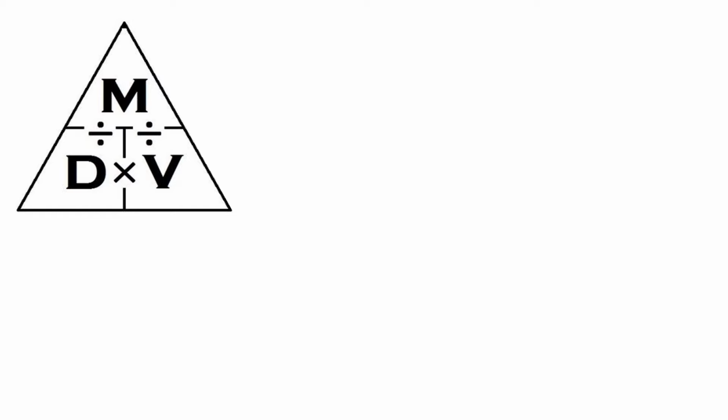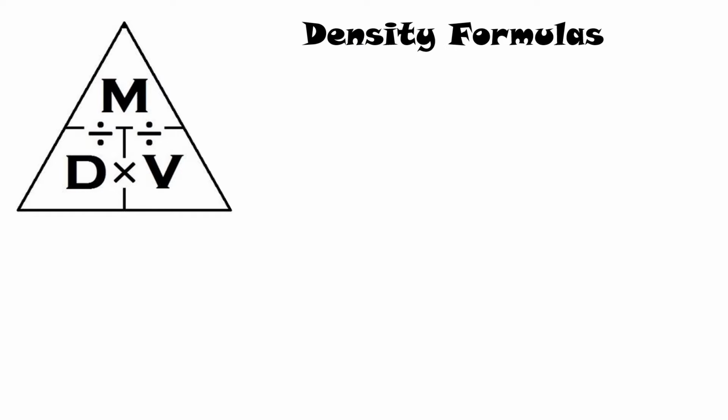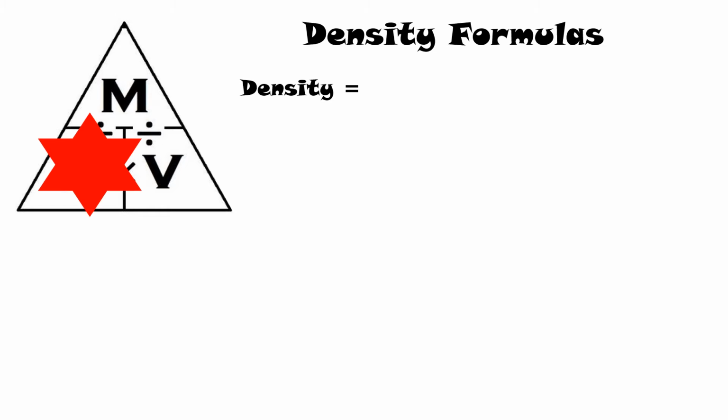So here's this triangle that we've been using, and I'm just going to go quickly over how to get these formulas using this triangle. First thing, let's go through these formulas. Say I want density. What is the density formula? You cover up density and you write what's left. Hopefully you wrote density is mass over volume.